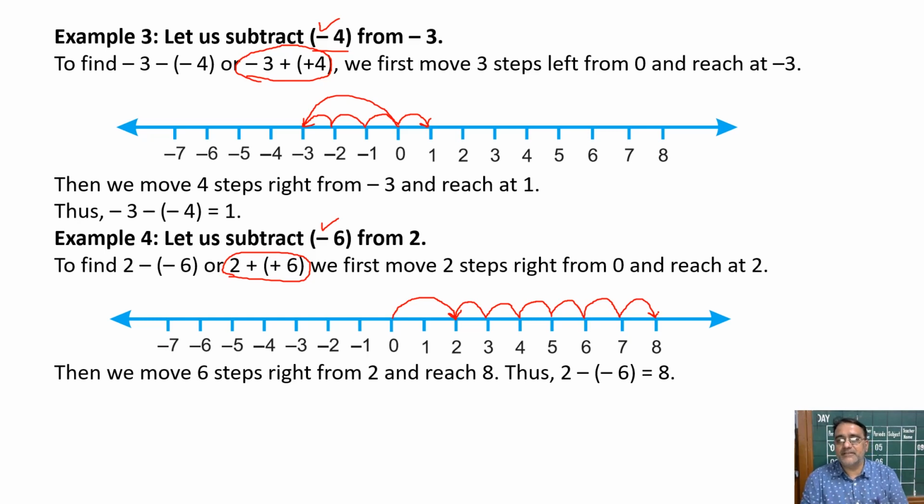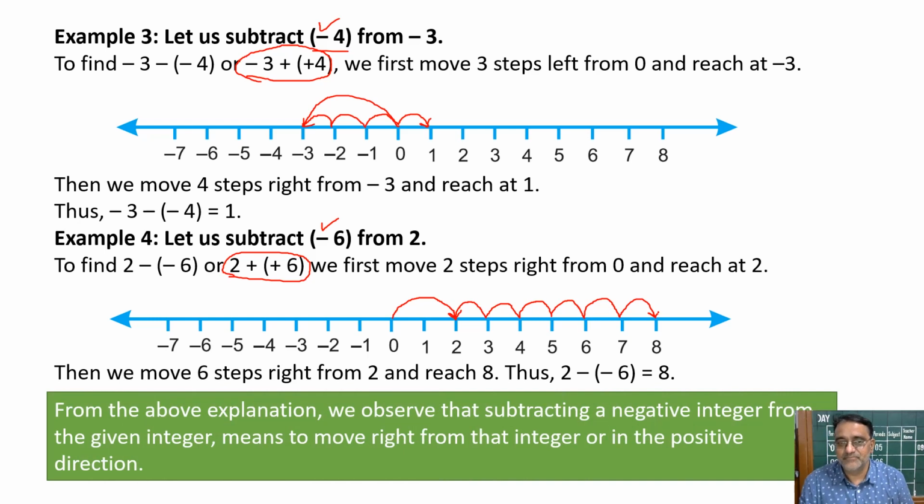So what we observe: when we subtract a positive integer, we move to the left side. Now when we subtract a negative integer, we are moving towards the right direction, means right side, that is the positive direction. So this is the observation. Okay, so now we are going to solve one more question.